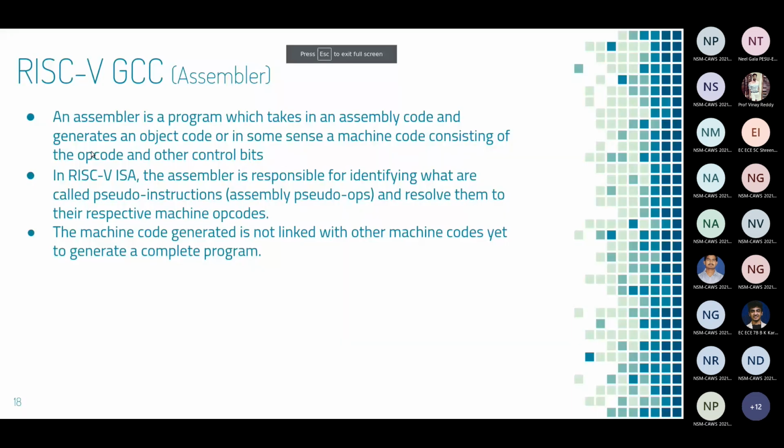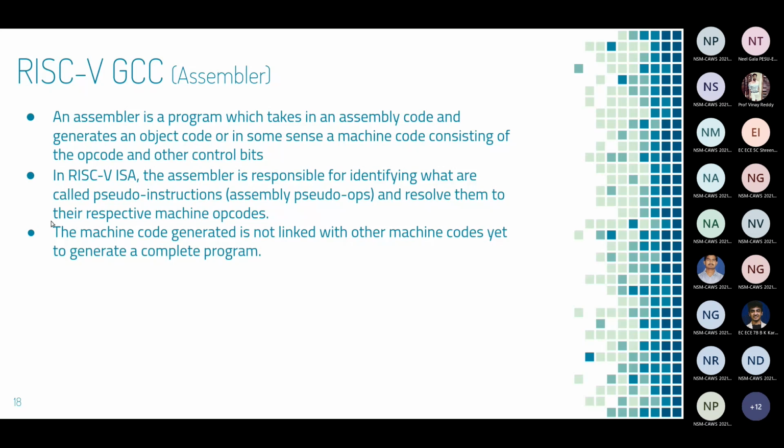Yeah, so next we come to the assembler. So the assembler is a program which basically takes in assembly code and generates object code and machine code for your program, right? So the RISC V assembler is responsible for identifying the pseudo instructions and resolving them into their respective machine opcodes, right? So like I was talking before, LA is a pseudo instruction. Then there are a bunch of other different pseudo instructions which are all mapped out in the RISC V specification itself. You can go ahead and take a look at that if you guys are interested.